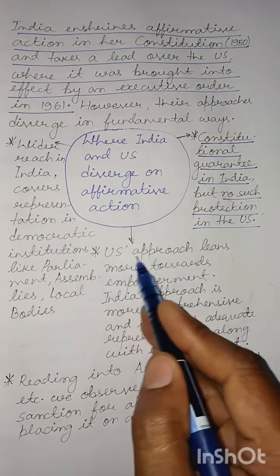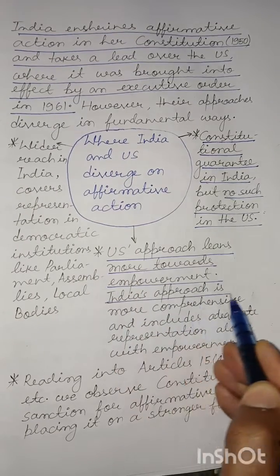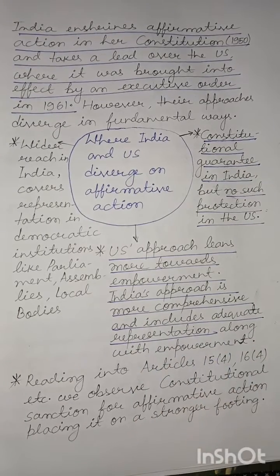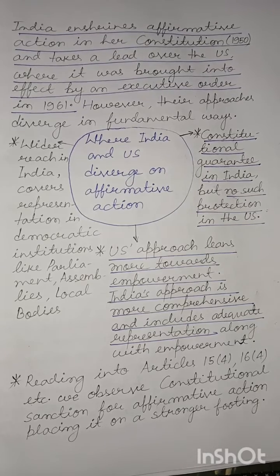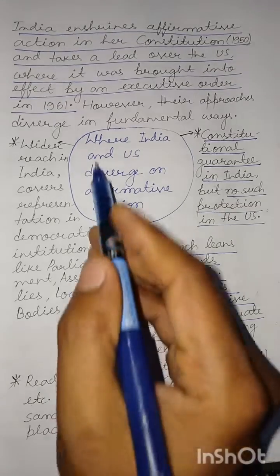Then the US approach leans more towards empowerment. India's approach is more comprehensive and includes adequate representation along with empowerment. So again, to briefly explain it, the US talks more about empowering the historically deprived sections through education, etc., through their participation in higher education, etc. But in the case of India, while India indeed talks about empowerment, India goes further and talks about adequately representing these sections in public life, including public services, or for that matter in the educational institutions and so on.